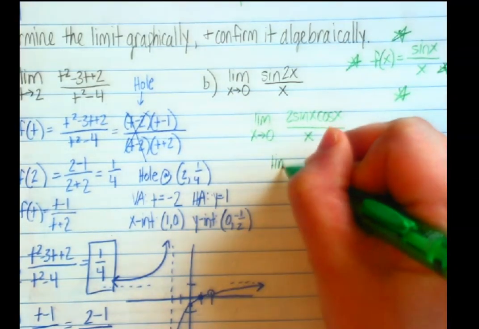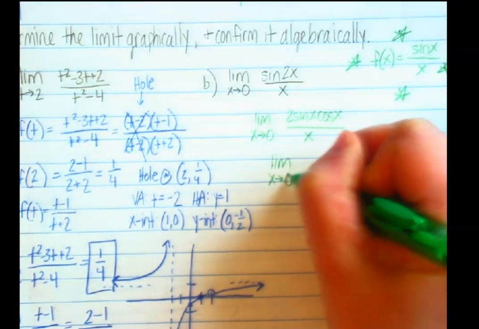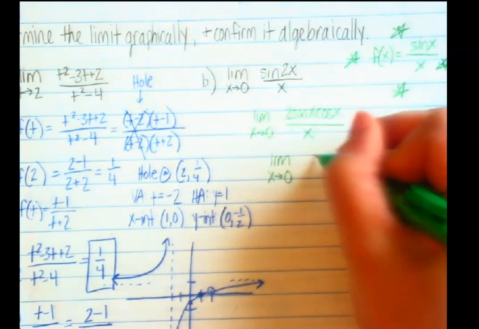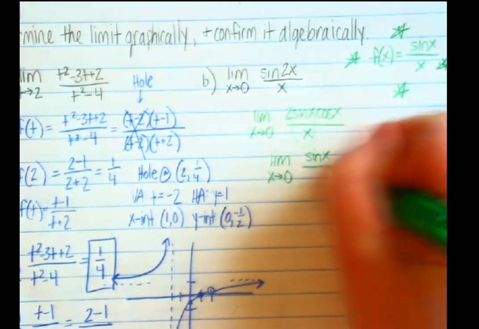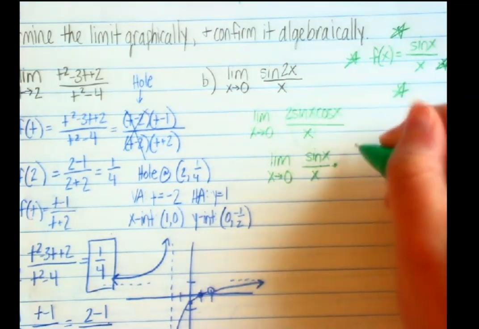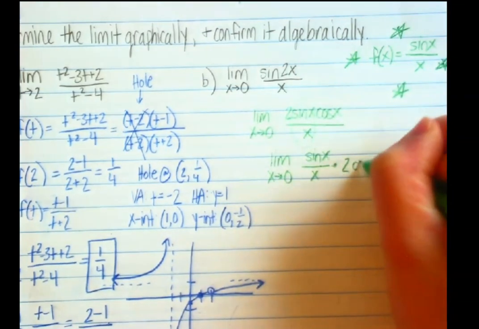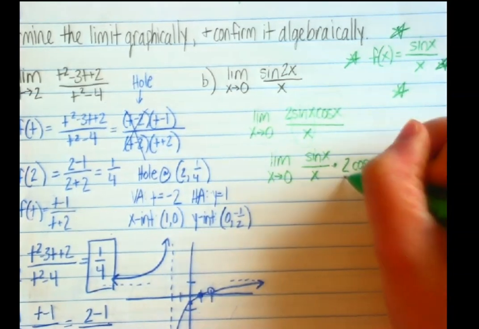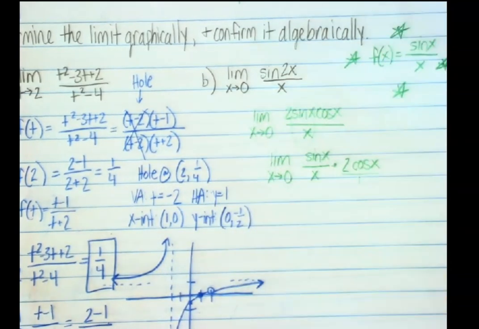The way that would look is I would take this part out, so sine of x divided by x. And in order to still have it equal the same thing, there's a 2 and a cosine x that I'm multiplying by, right? You could write it over 1 if you want, but it's not necessary, just whatever you're comfortable with.